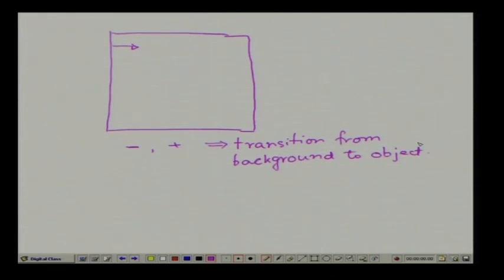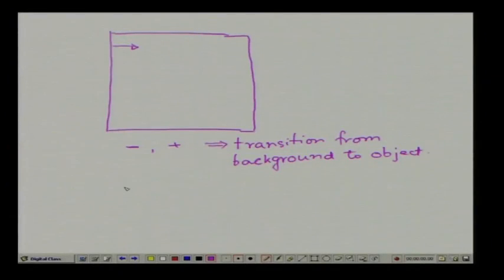Similarly, when I am scanning and moving from object to the background region, the combination of these two symbols will be just opposite. Because I am moving from the object region, which is dark, to the background region, which is bright, the combination of symbols that I will get is a positive followed by a negative. So, whenever I get this kind of transition, from a positive to a negative, this indicates that I have a transition from object to background.